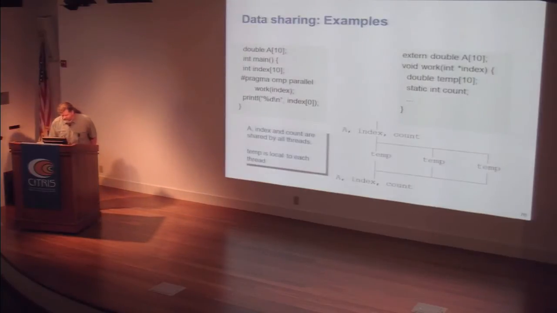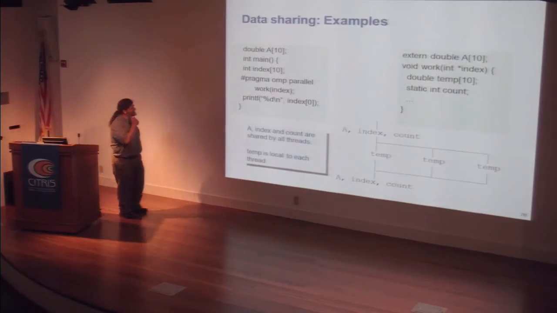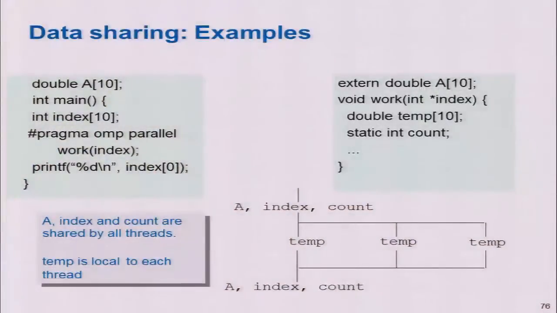So here's an example that I think drives this whole point home. I have an array that's a file scope, A of 10. Then I've got my main function. Then I have an array index of 10, which is declared prior to the parallel region. So that's shared. So you can imagine every thread is going to call the function work with a shared array index. Can people see that? Now, look inside that function. Okay?